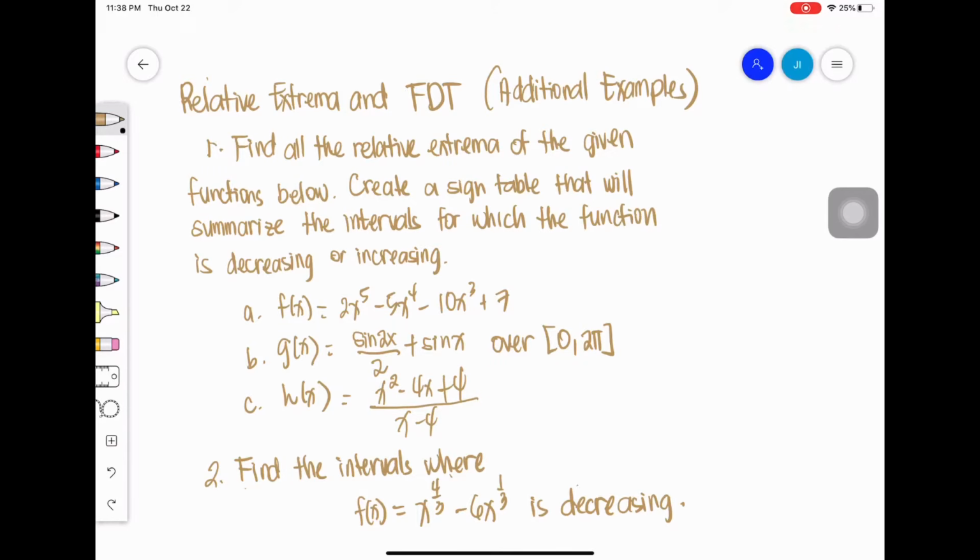Similarly, we are given another function wherein our only task is to determine on which interval or intervals this function is decreasing.